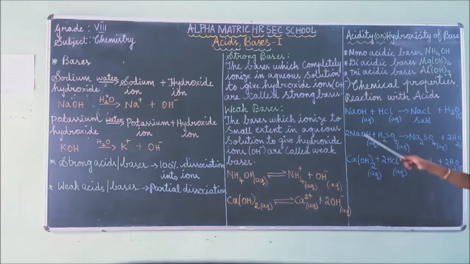reaction. Okay, here below the formula you have to mention the element name or compound name. This NaOH is sodium hydroxide, isn't it? Here you have to mention the compound name. HCl is hydrochloric acid. Here also you have to mention the name. NaCl is sodium chloride. Don't simply write salt.